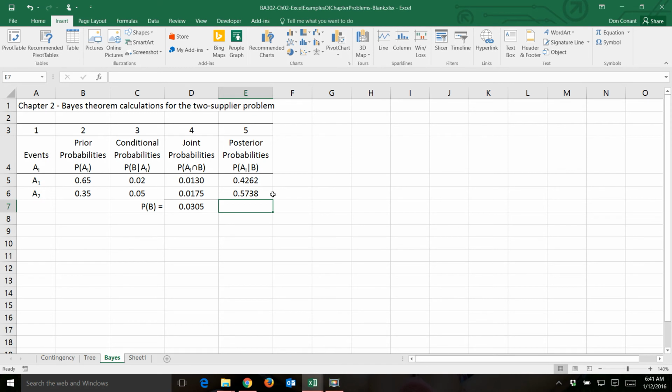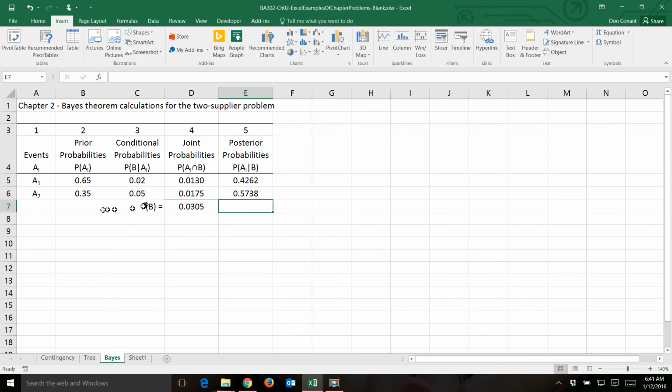So we can look at this and we can tell which of the 2 suppliers for this part tend to provide more bad parts. 57% of our bad parts come from supplier A2. That makes sense, but this allows us to identify that specifically.